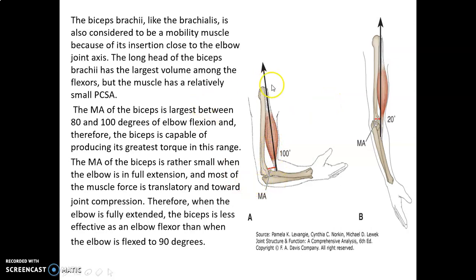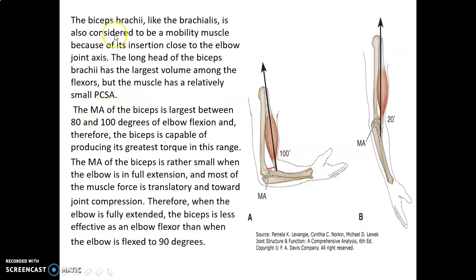So just a figure to show you that when there is 20-degree flexion, the perpendicular distance between the axis and the action line of the muscle is comparatively lesser. You can see here it is shorter, because as the elbow flexes the distance increases. So when the distance increases, the momentum increases. That means the torque is maximum in this particular range of motion.